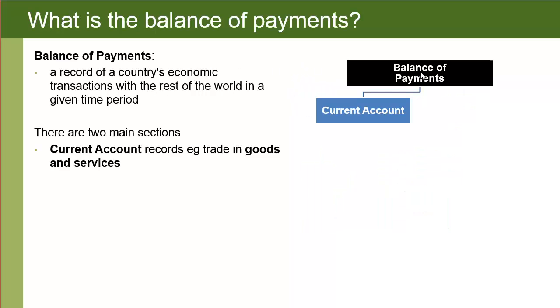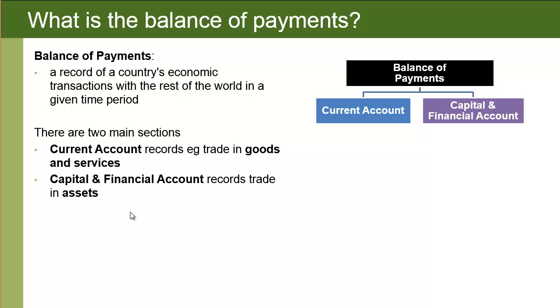Now let's go back to looking at the balance of payments. There are in fact two sections. The current account we've already seen, this is trade in goods and services, but there are also other transactions between the UK and the rest of the world which last for more than a year. For example, the purchase of property overseas, and this is recorded in the capital and financial account, and that's really only tackled in great depth at A2.